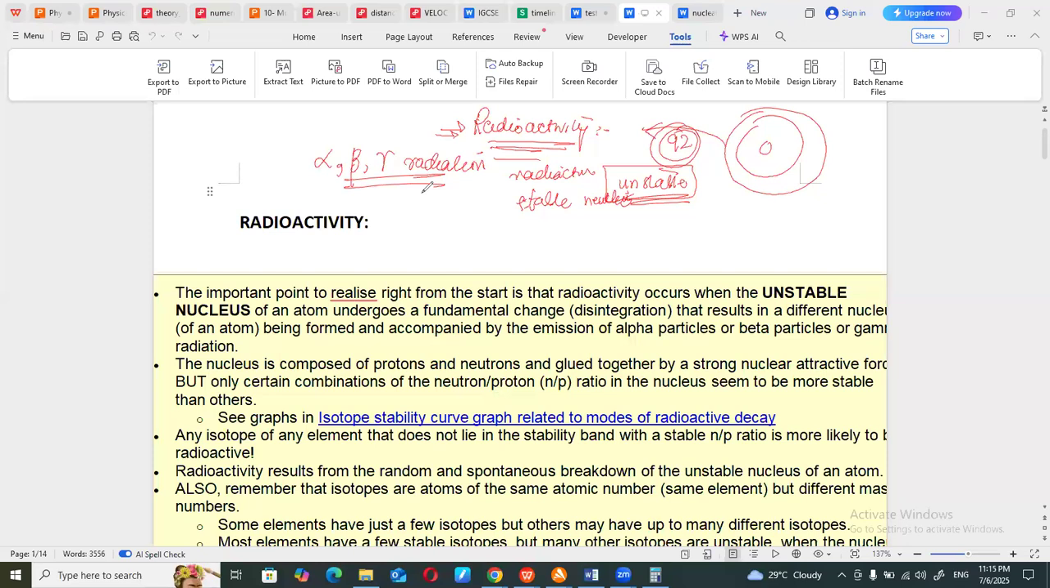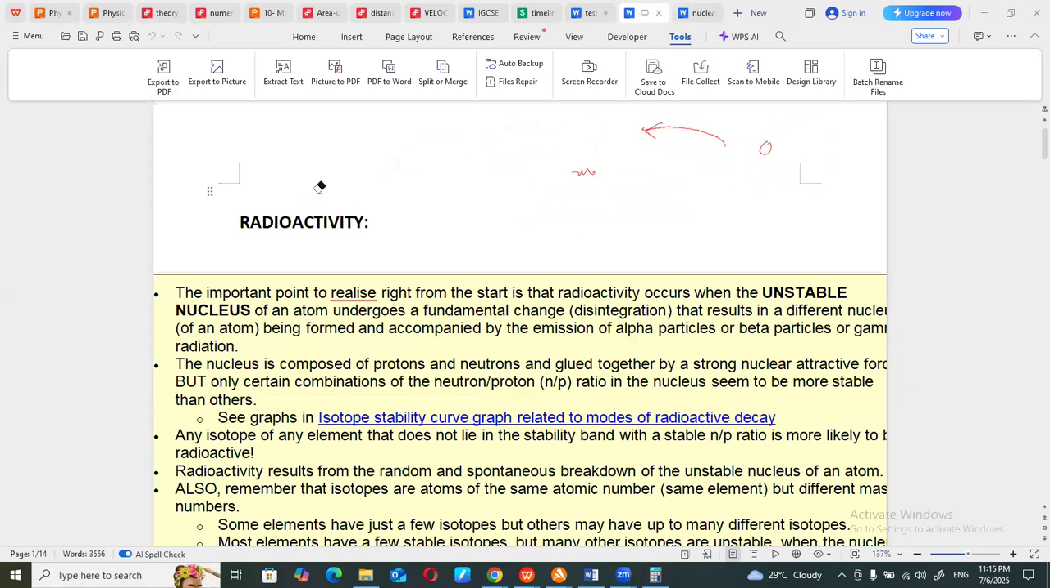So the decaying of an element, because they want to convert themselves into a stable nucleus, is called radioactivity. The process is called radioactivity, while the substance is called a radioactive substance. Now, once you understand that, we need to see what type of radiations are emitted from the nucleus of the radioactive substance.